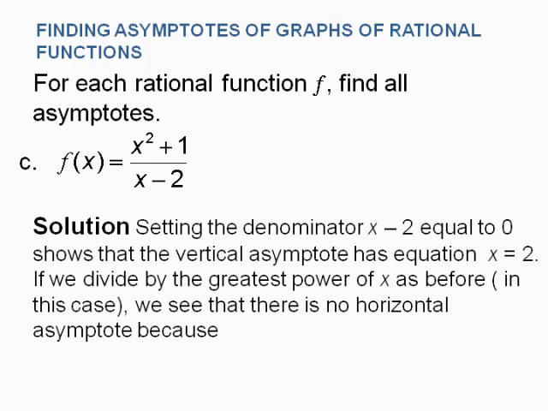Okay, now we got one more example here. Now notice again, the VA on this one would be 2, because 2 would make the denominator 0, and we could set it equal there to 0. Notice on this one there is no HA, because the top power is greater than the bottom power. So it looks like it's going to be long division time.